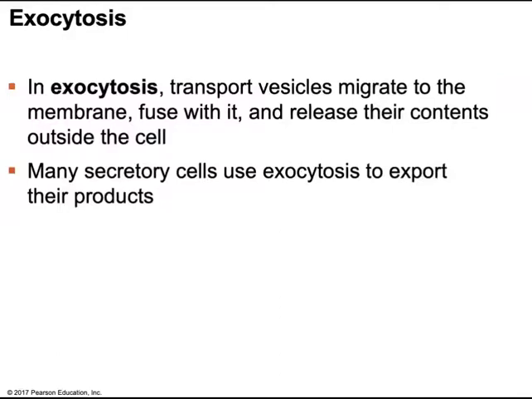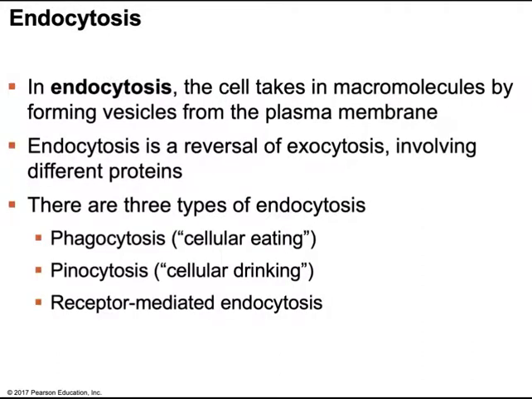Cells that specialize in secretion rely on exocytosis to export their products. Just see the root of that word, exo and cytosis. Cyto means of the cell, and exo means outward. In endocytosis, the cell takes in macromolecules by forming vesicles from the plasma membrane. Endocytosis is a reversal of exocytosis involving different proteins.